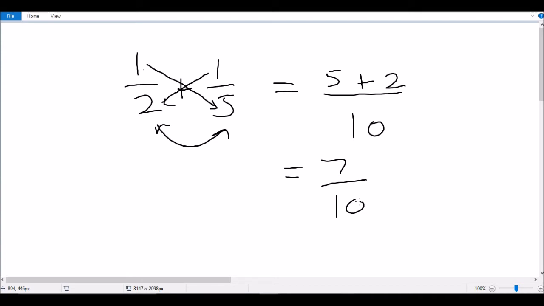We multiplied the denominators first to find our denominator as 10, and then we multiplied the numerator of the first fraction, which is 1, with the denominator of the second fraction, which is 5, and then we multiplied the numerator of the second fraction with the denominator of the first fraction, which is 2. And that's how you can add fractions. Let's do another example.